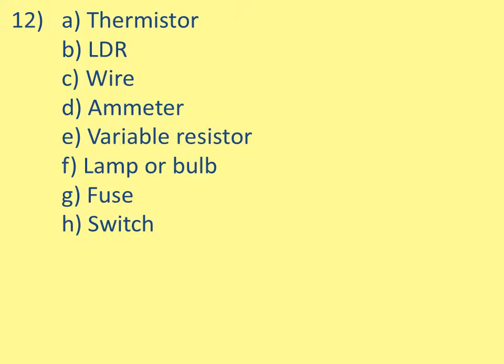A is a thermistor. B is an LDR. If you have a look at an LDR, it's got like a resistor in the middle of it, and the light seems to go towards it. The arrows point towards it, so you can tell it's an LDR. C is a wire. D is an ammeter. E is a variable resistor. F is a lamp. G is a fuse. And H is a switch.